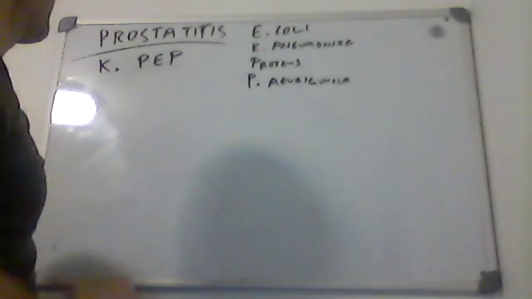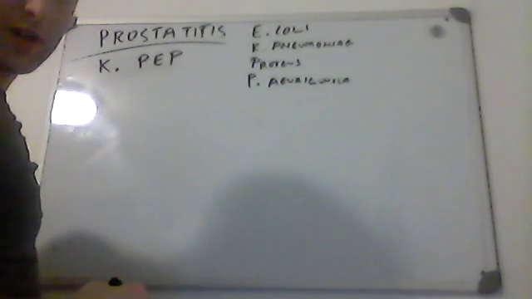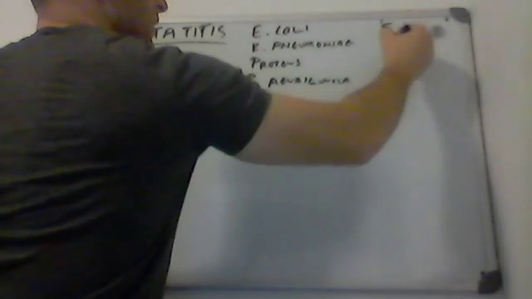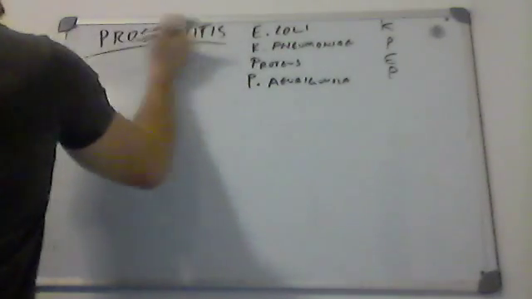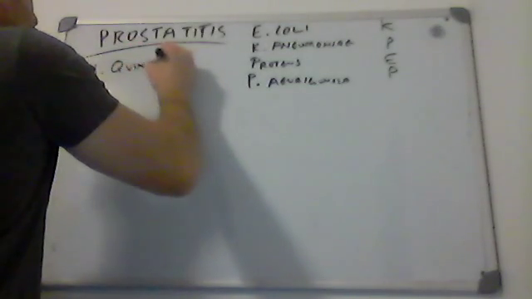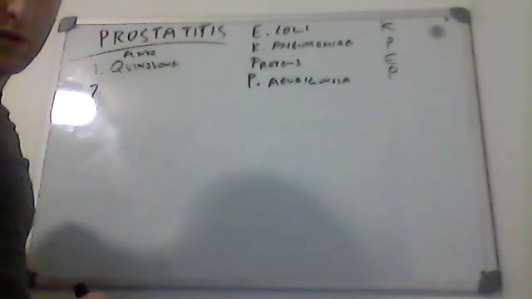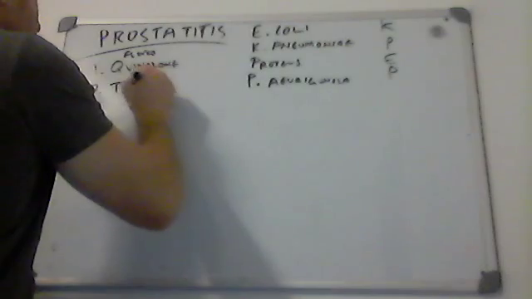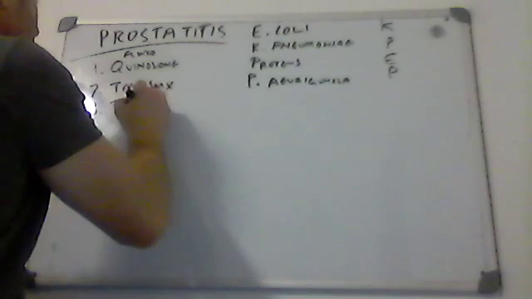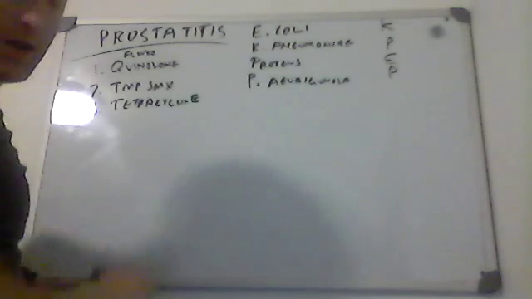So, okay. For this one, we're going to use a number of drugs. I'll put a KPEP over here, and then I'm going to put the drugs over here. So to treat this one, we're going to use quinolones first, fluoroquinolones. We're going to use TMP-SMX next. Third is going to be tetracycline. And fourth is going to be macrolide.